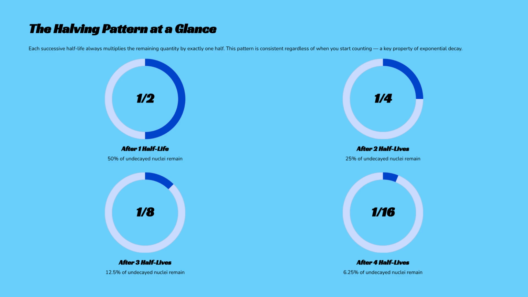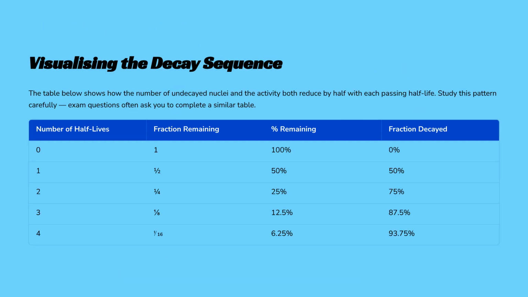Notice how after each half-life, the remaining quantity of undecayed nuclei is multiplied by exactly 1/2, confirming the exponential nature of the decay. Here is a useful table for your studies. It tracks the number of half-lives, the remaining fraction of nuclei, the percentage remaining, and the fraction that has decayed. Practice completing such tables, as they are common exam topics.